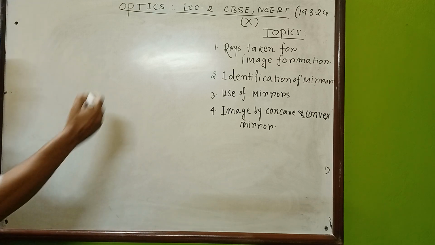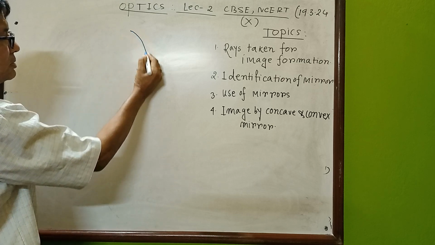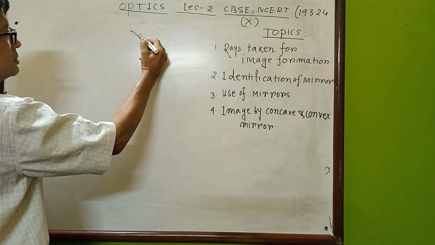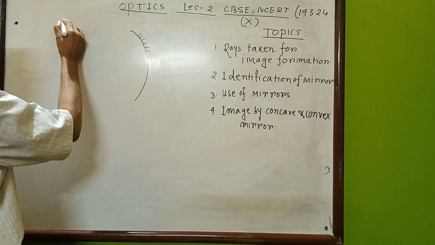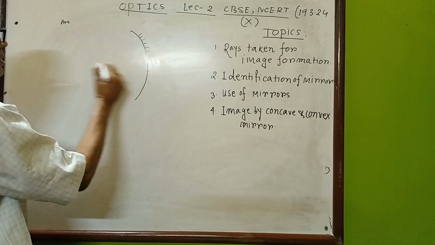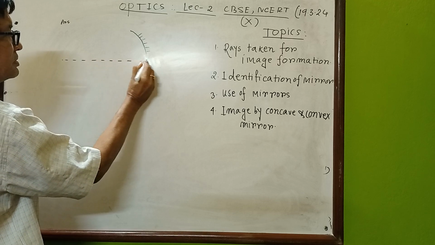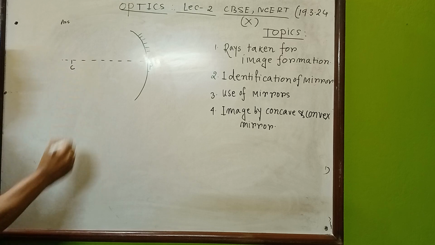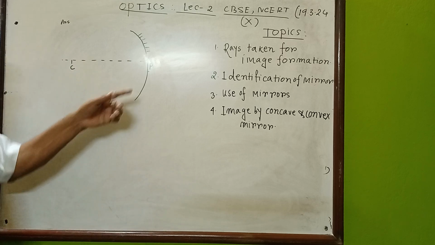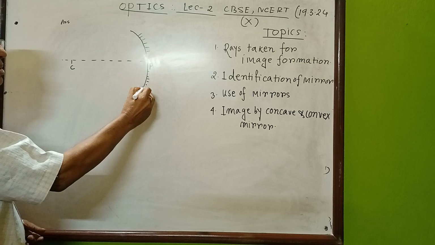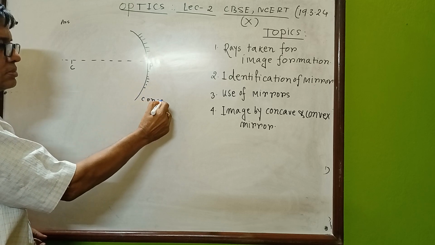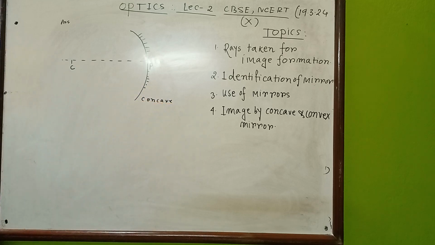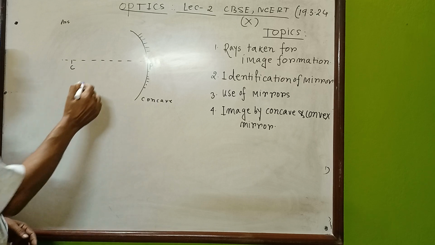Already you know, in the case of concave mirror, suppose this is the principal axis, this is the pole P and this is C. Any line passing through the pole of the mirror and the center of curvature, these two points lie on the principal axis.